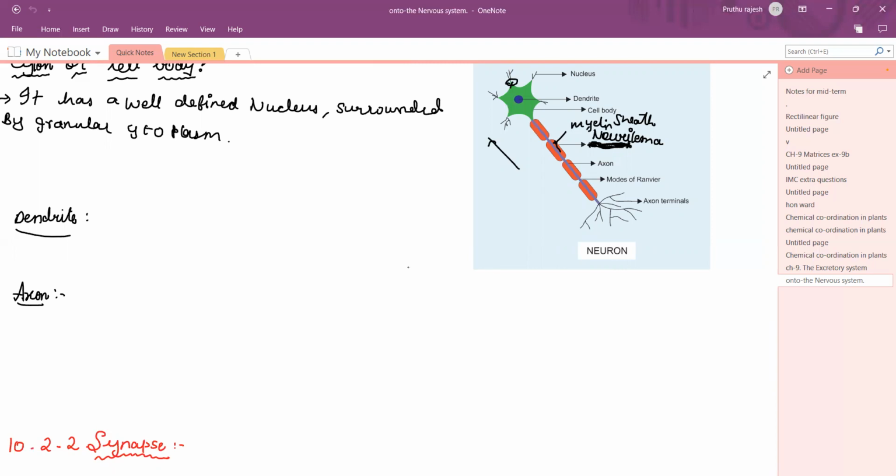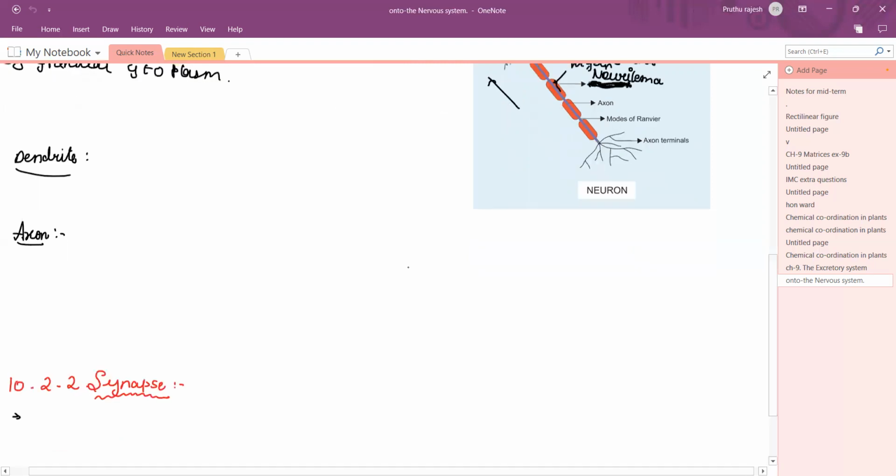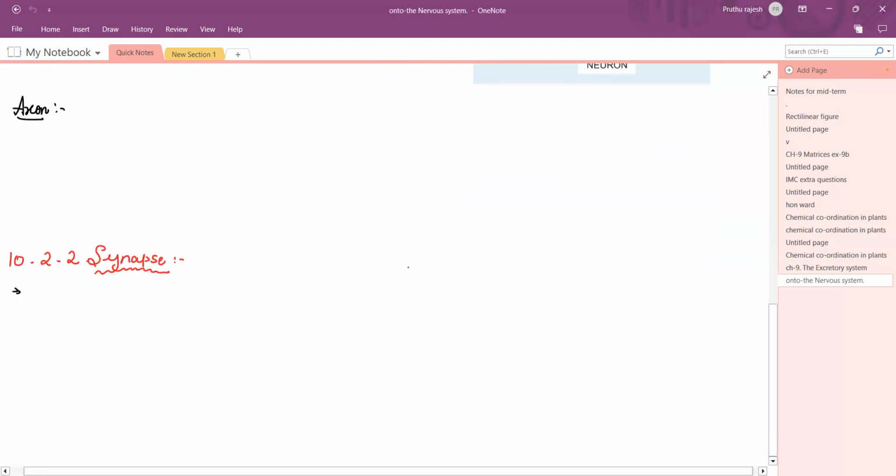When this impulse transmission occurs, a substance known as acetylcholine is released, which acts as a bridge to transmit impulse from axon endings to the dendrites of the next neuron. So let's write the definition.